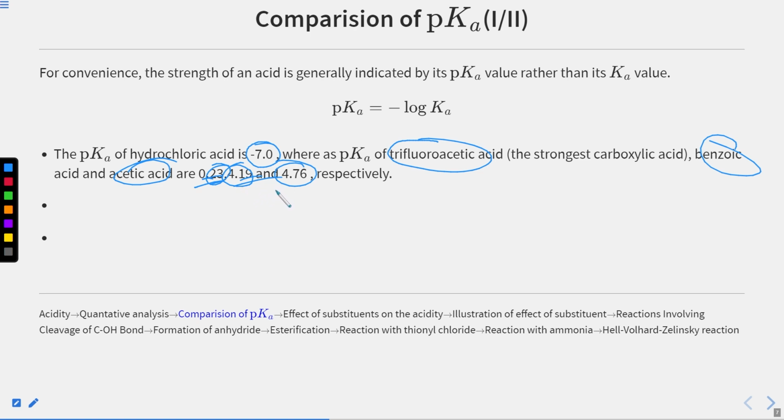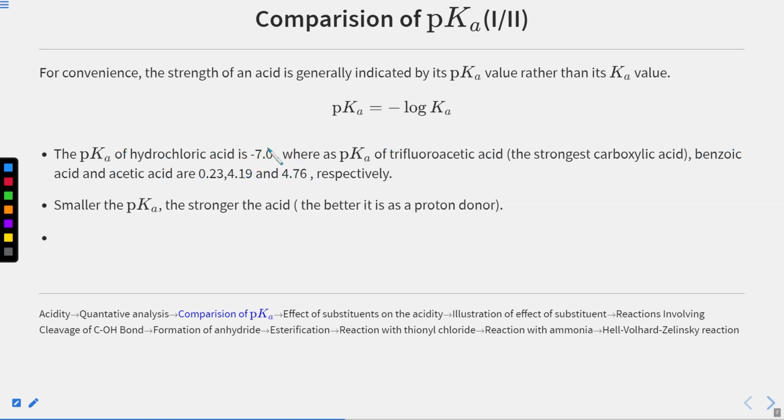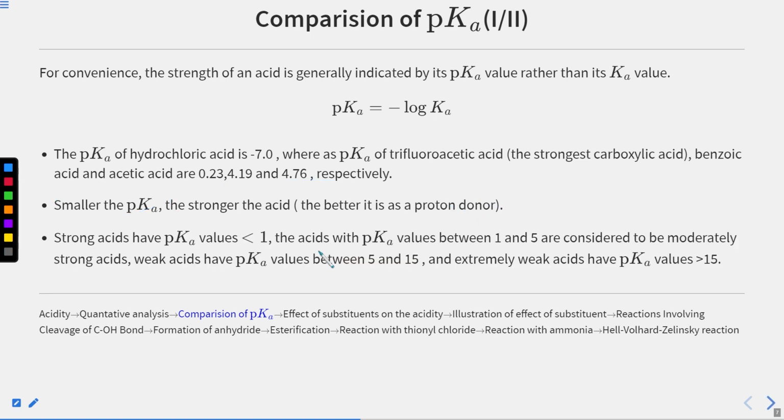According to this, acetic acid is the least acidic one, then comes benzoic acid, then trifluoroacetic acid, and after that the most acidic will be hydrochloric acid, as it has the smallest value, a negative one. So we can say that the smaller the pK, the stronger the acid, or you can say the better proton donor. A better acid means a better proton donor.